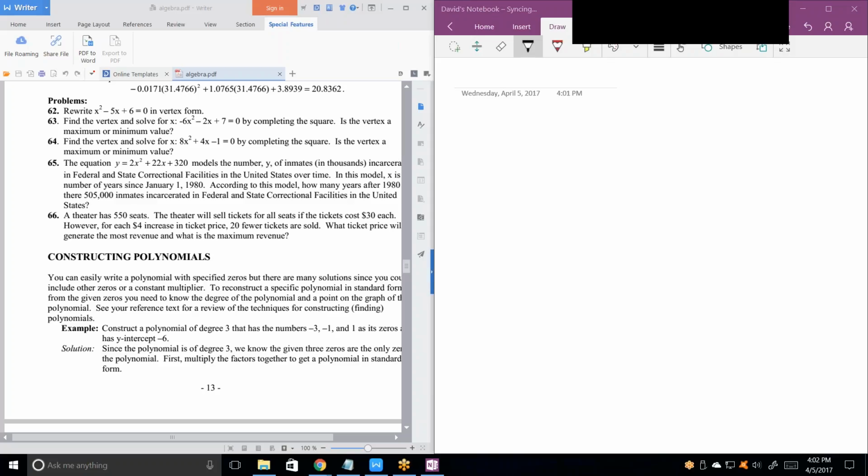So we're looking at 8x squared plus 4x minus 1 equals 0. Put that over here. Actually, I like writing it like that better. That's the function. It's equal to y.